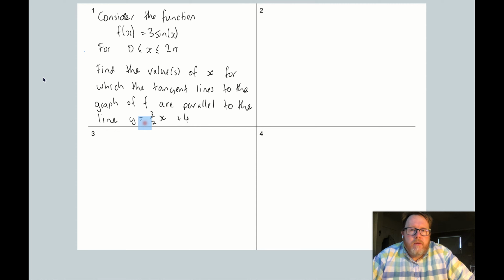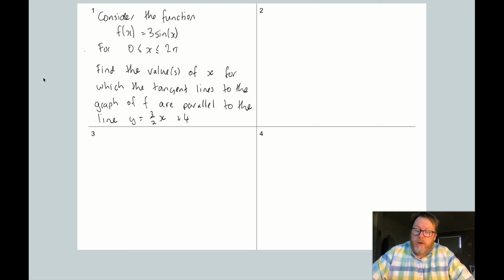Parallel to the line y equals 3 halves x plus 4. Parallel means that the gradients are equal. Two lines are parallel if their gradients are the same. So that's what we need to know. And it says here, find the values of x for which the tangent lines to the graph are parallel. So in other words, we need to work out, based upon this function here, exactly at what points will that function have the same gradient as y equals 3 halves x plus 4. In other words, the gradient has to be equal to 3 halves.